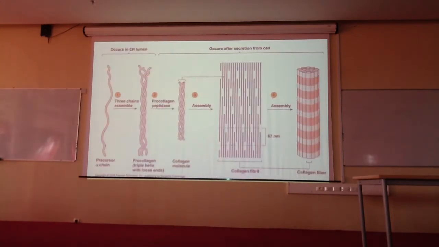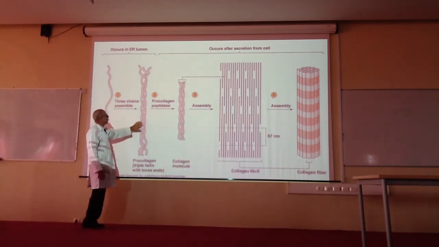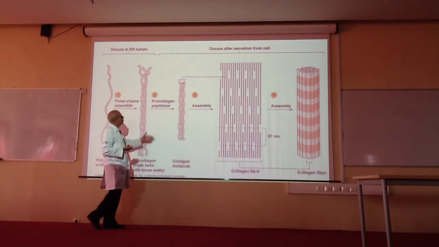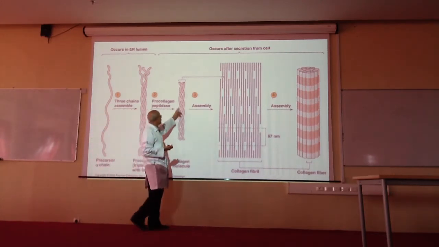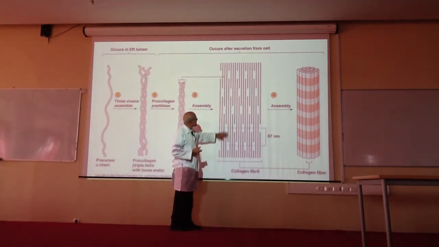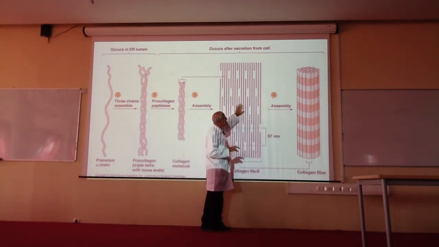Here, this is an alpha chain, one alpha chain. Three of them will form a helix to form the tropocollagen molecule. This is the tropocollagen molecule. Each one of these is a molecule. They are arranged in rows with areas of overlap.